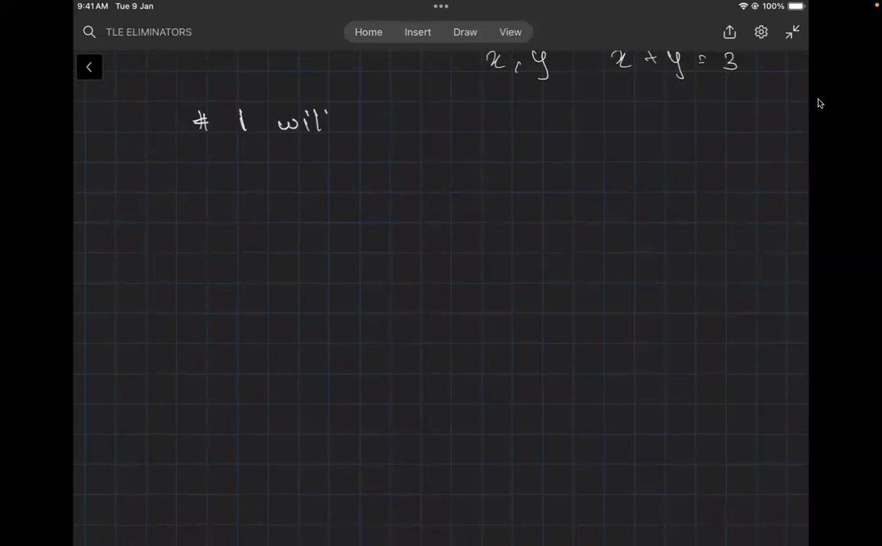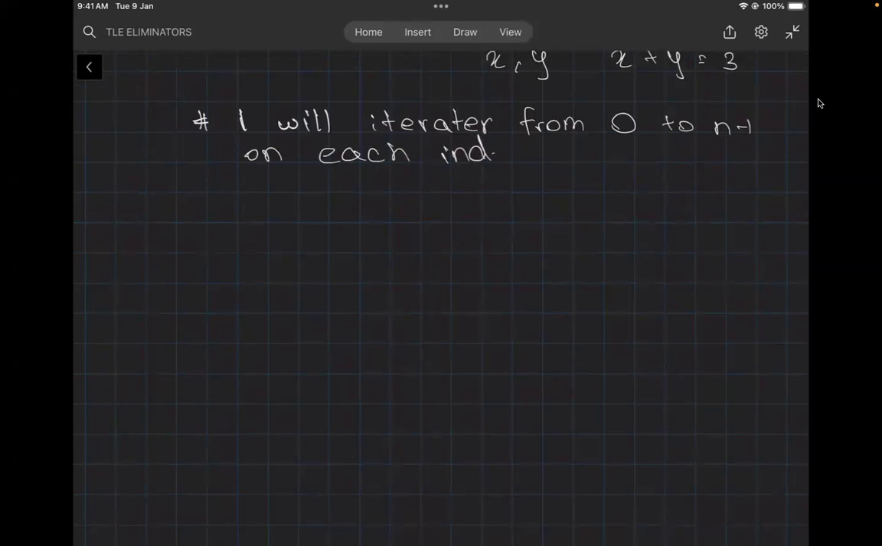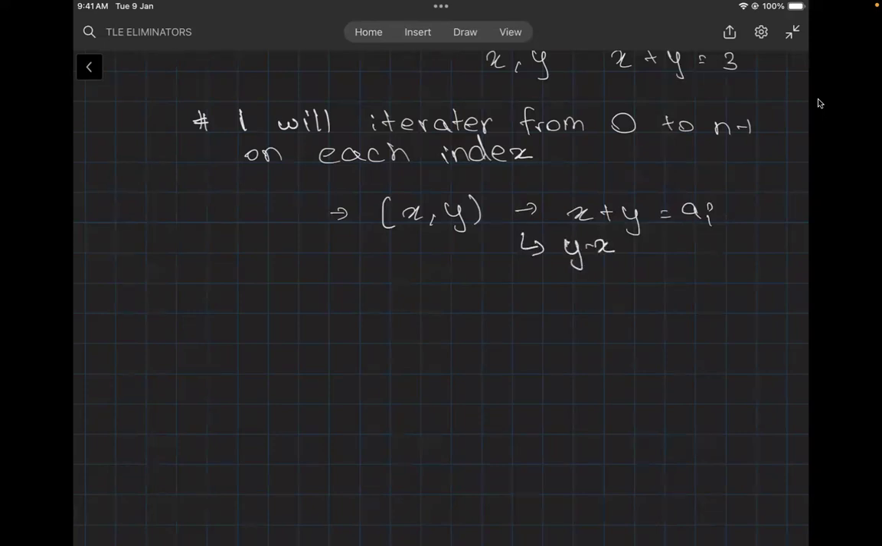I will iterate from 0 to n minus 1, my index. On each index, what will I count? I will count the number of pairs x comma y such that x plus y is equal to ai and y minus x exists in the array.